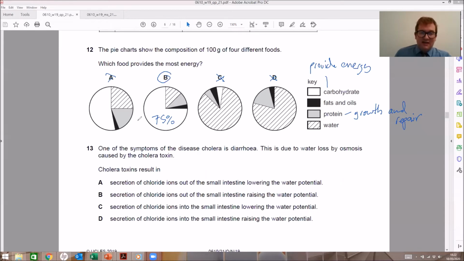Question number 13. One of the symptoms of the disease cholera is diarrhea due to water loss by osmosis, caused by the cholera toxin. So you have to understand the idea of osmosis here. So remember from an earlier question, it's the movement of water from a region of high water potential to low water potential.